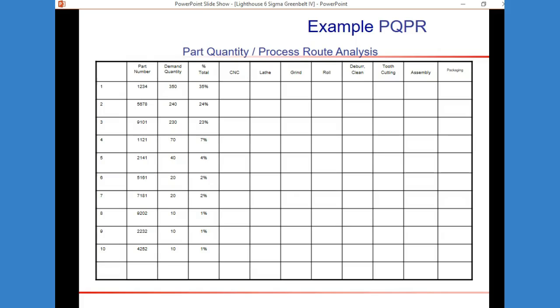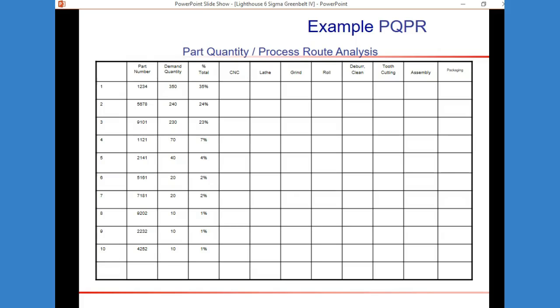So again, it looks real similar to an ABC analysis. I've got a part number, I've got my demand over time, but this is my demand of what I make versus what I'm buying. And then it tells me what the overall percentage of my volume is. So in this little example, as soon as I fill out the column of my demand quantity, it calculates the percentages for me and sorts it from high to low for me.